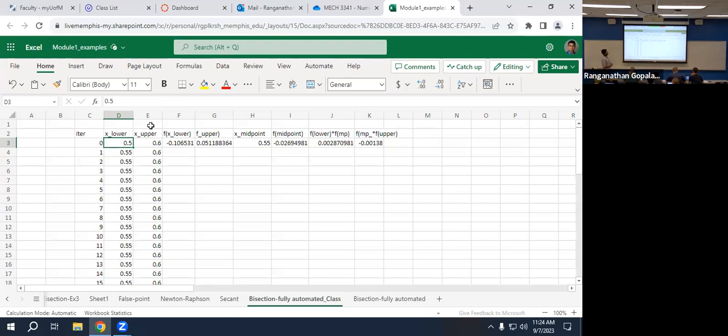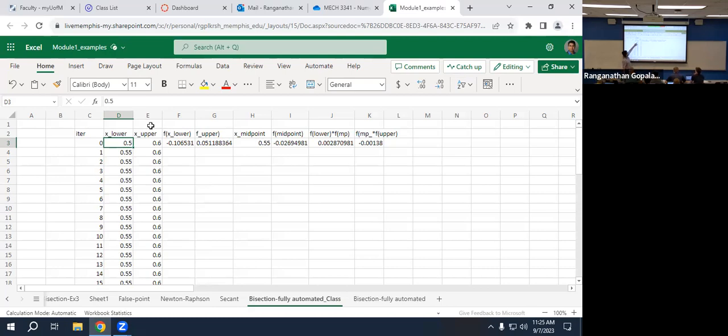So when you first start the bisection method, what do you need? You need to guess the range in which the root could be found. And how do you do that? You first identify a lower limit where the function has a certain value, and an upper limit where the function has a certain value of the opposite sign. That is, if this were negative and if this were positive, then the implication is the root lies between lower and upper. Are you with me so far?